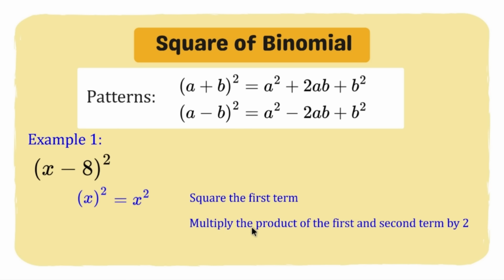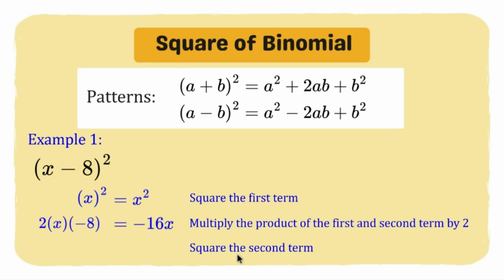Next step is to multiply the product of the first and the second term by 2. So, meron po tayong product muna ng first and second term, meaning itong x, itong 8, imumultiply po natin sila sa isa't isa, and then, imumultiply ulit natin sa 2. Laging meron pong 2. So, we have here 2 times x times negative 8. Take note, pati po yung operation, kasama po yan. Yan na po yung magsisilbing sign ng ating term. Therefore, we have negative 16x. 2x times negative 8 is negative 16x.